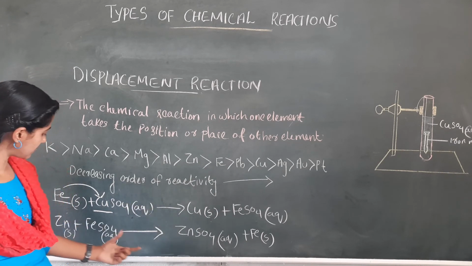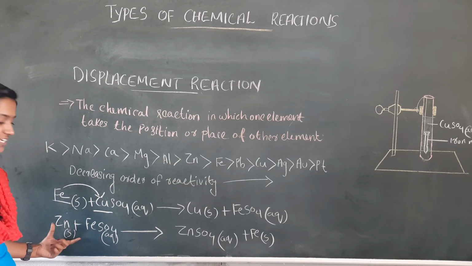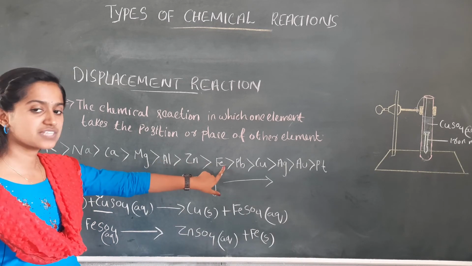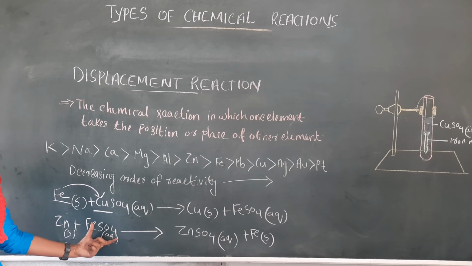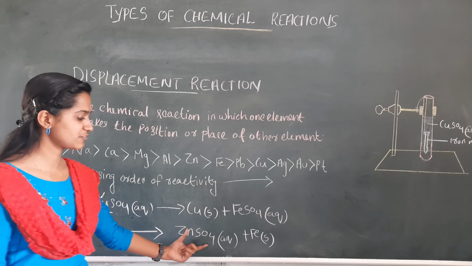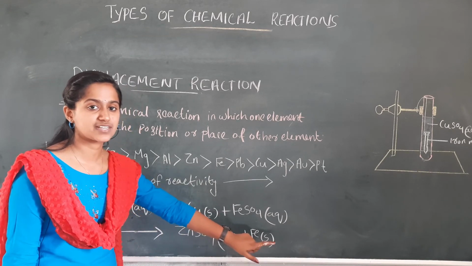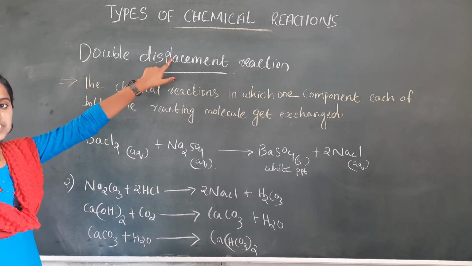One more example of this displacement reaction is the reaction between zinc and ferrous sulfate solution. When we look at the reactivity series, zinc is more reactive than iron. So zinc metal displaces the iron. Zinc reacts with iron sulfate to produce zinc sulfate, and as a result of this reaction iron is produced as a byproduct. The fourth type of chemical reaction is the double displacement reaction.